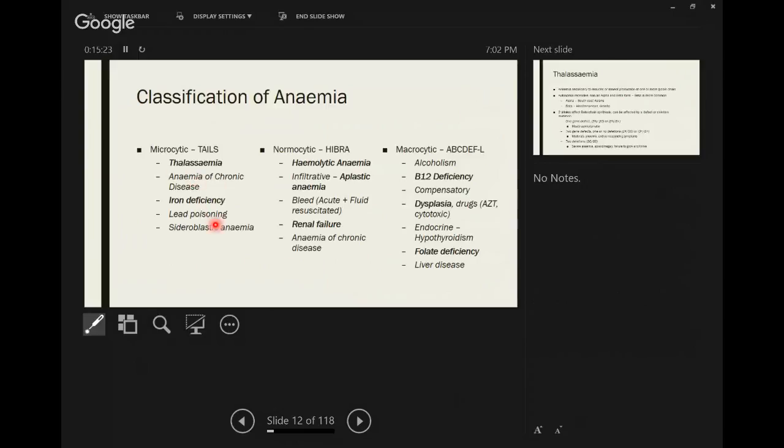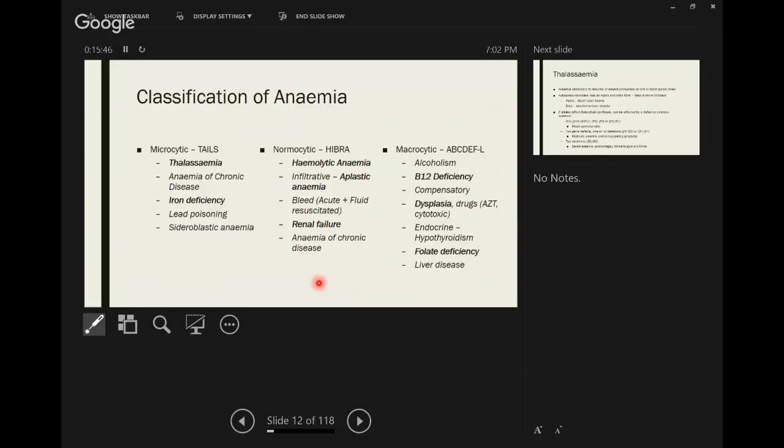The two I've bolded are the ones you're most likely to be tested on. They're most likely to occur. Normocytic, so HIBRA, is Haemolytic Anaemia, and there's further subtypes which we'll go into. Infiltrative, so that could be aplastic anemia, or anything that's going into the bone marrow and replacing it.